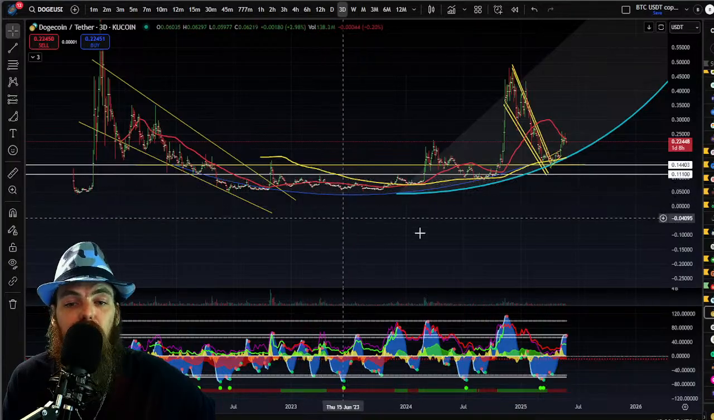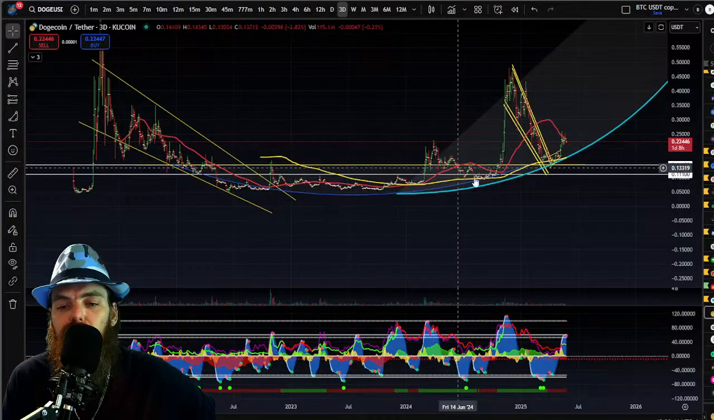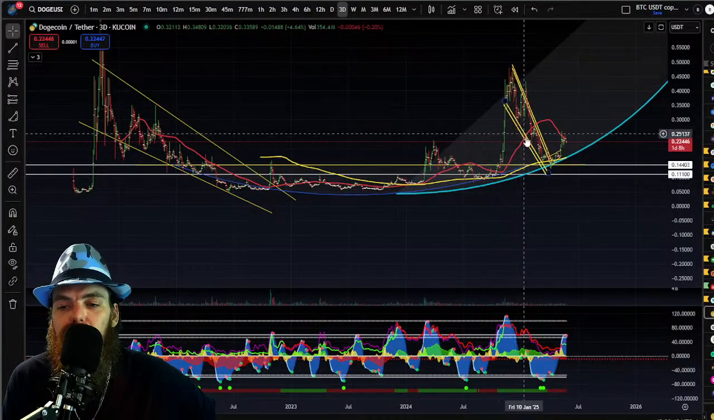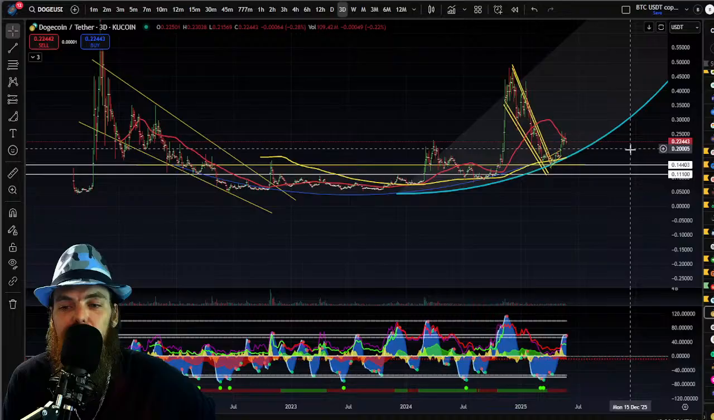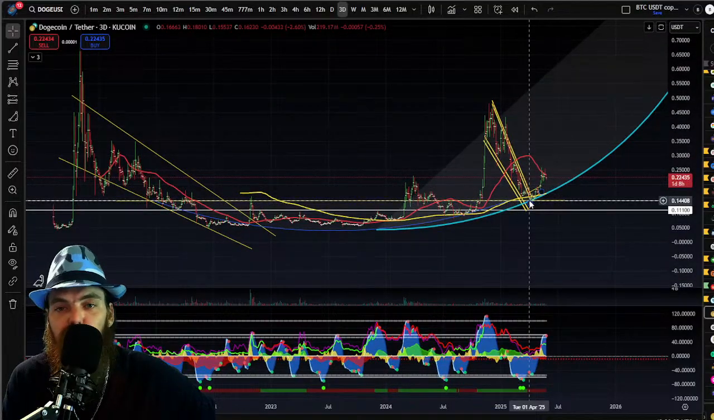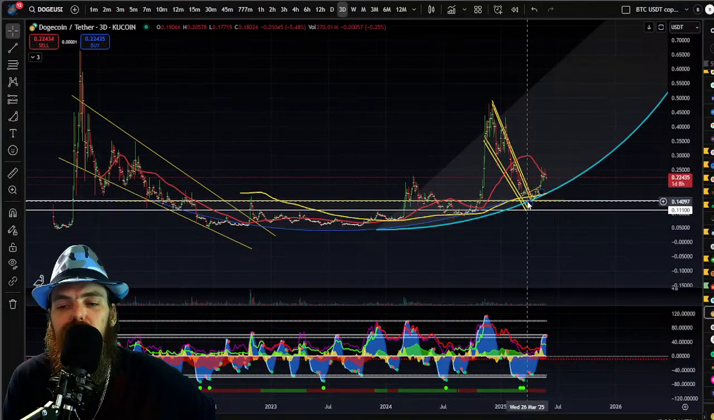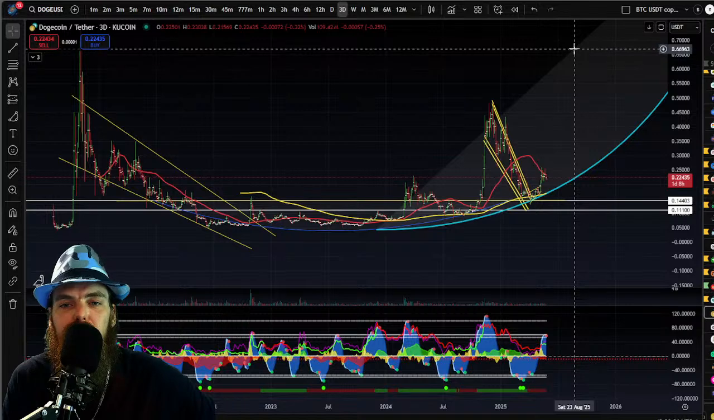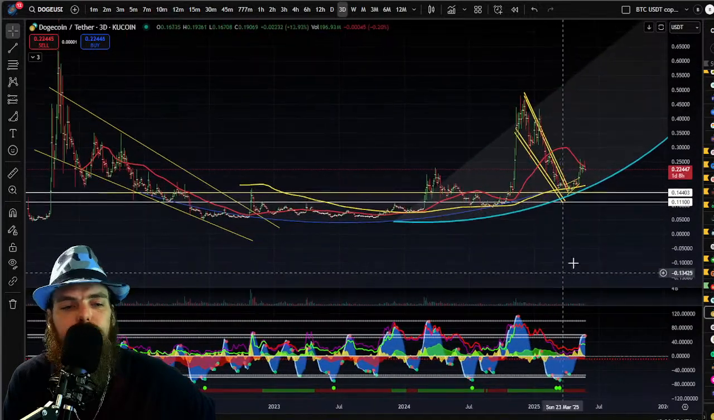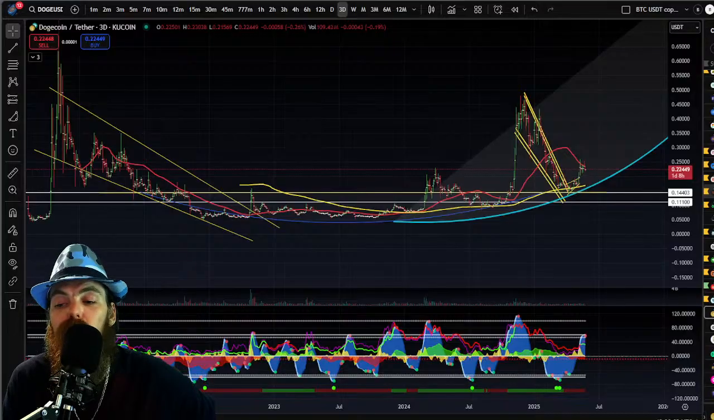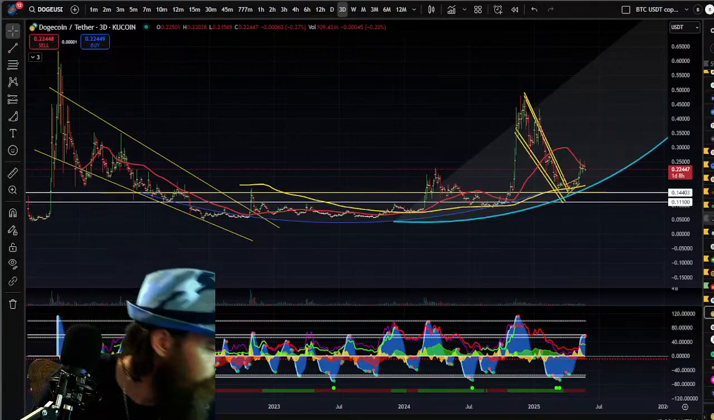On a high time frame, we're dealing with a higher high and a higher low. That's an indicator of a trend change. That is a reversal. The next thing we are expecting is a higher high. And a lot of alts are looking like that right now.